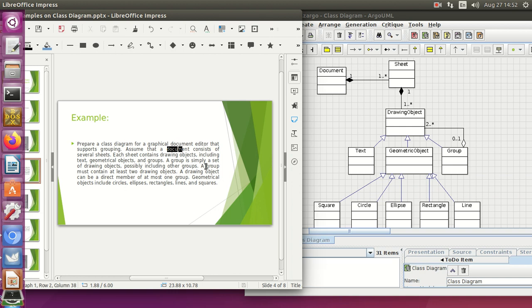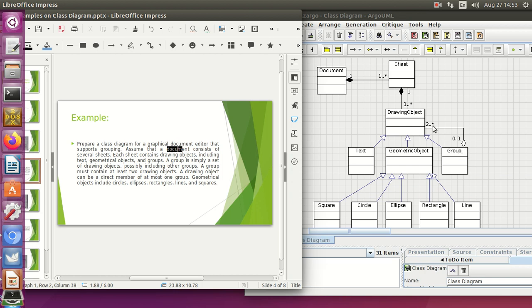A group must contain at least two drawing objects. Here again they have given the next statement: this group must contain at least two drawing objects. That means minimum two or maximum many more. So between these two, group contains, I have used the aggregation relationship. So the group is a whole and the group contains at least two drawing objects.